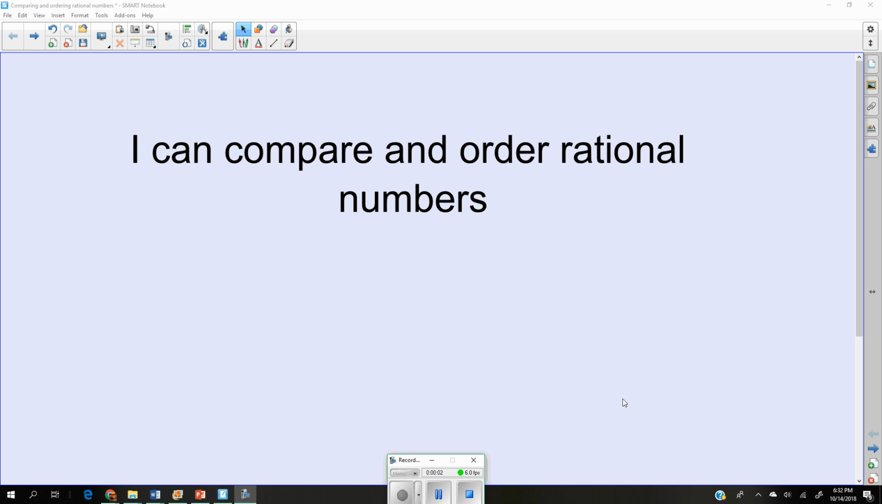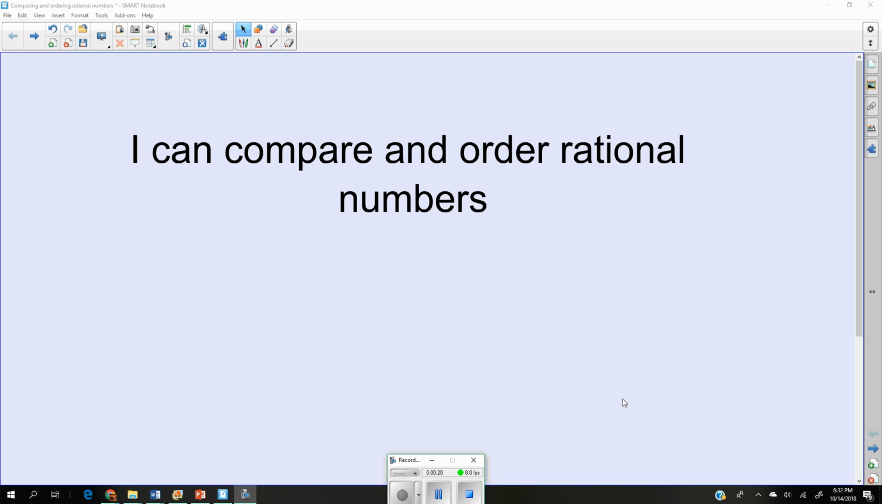Hey guys, here we are back again with another lesson. This is going to be the last lesson before your Unit 1 test. It'll either be Thursday and Friday or it will be the beginning of next week.